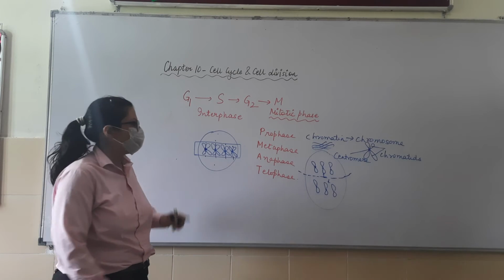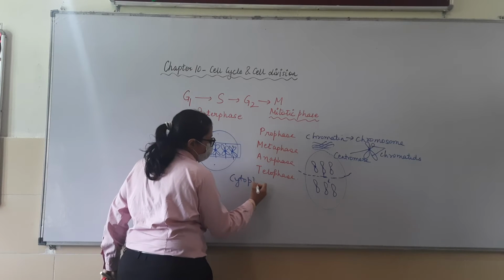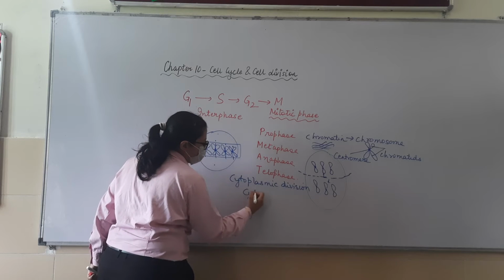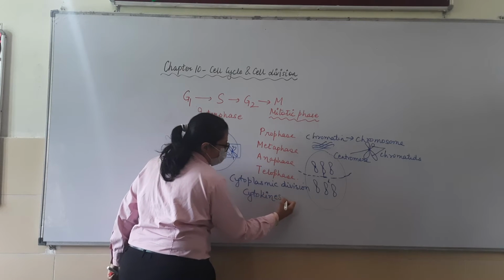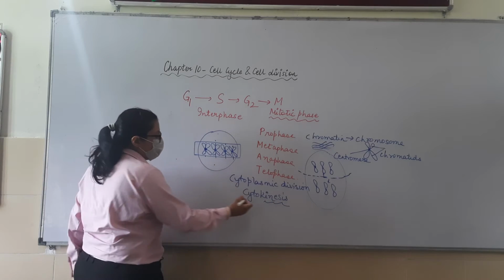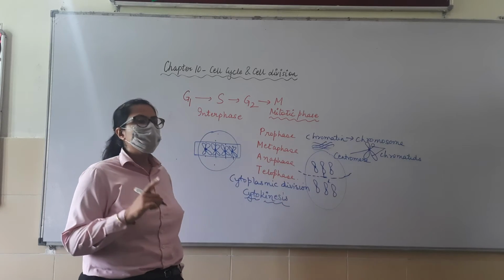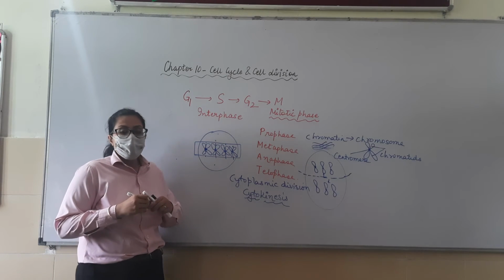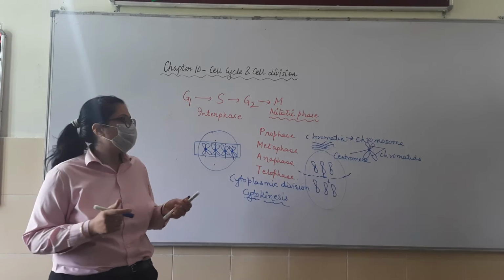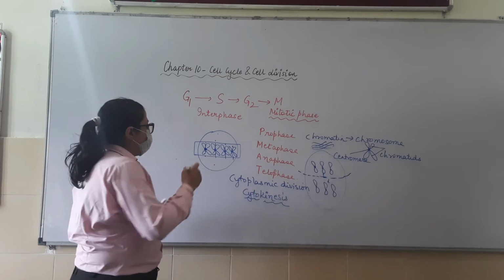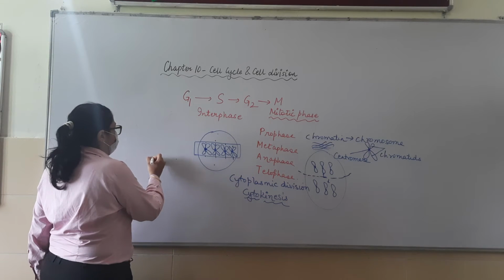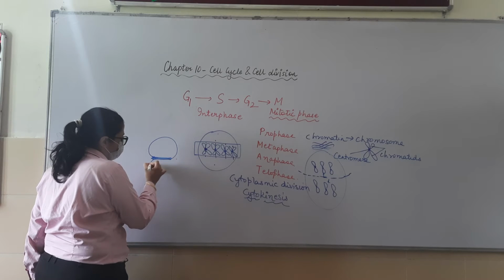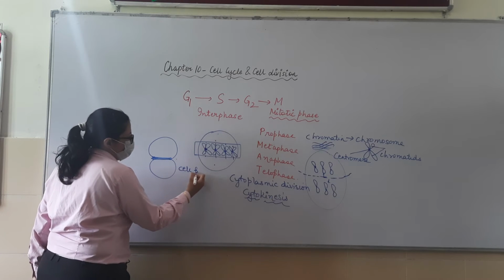After this, there has to be cytoplasmic division. Cytoplasmic division is referred to as cytokinesis. Kinesis means division, cyto means cytoplasm. So division of the cytoplasm is called cytokinesis. Now this is totally different in plant cell and animal cell. In plant cell, what will happen? A cell plate is formed between these two dividing cells, and then we get the two daughter cells.